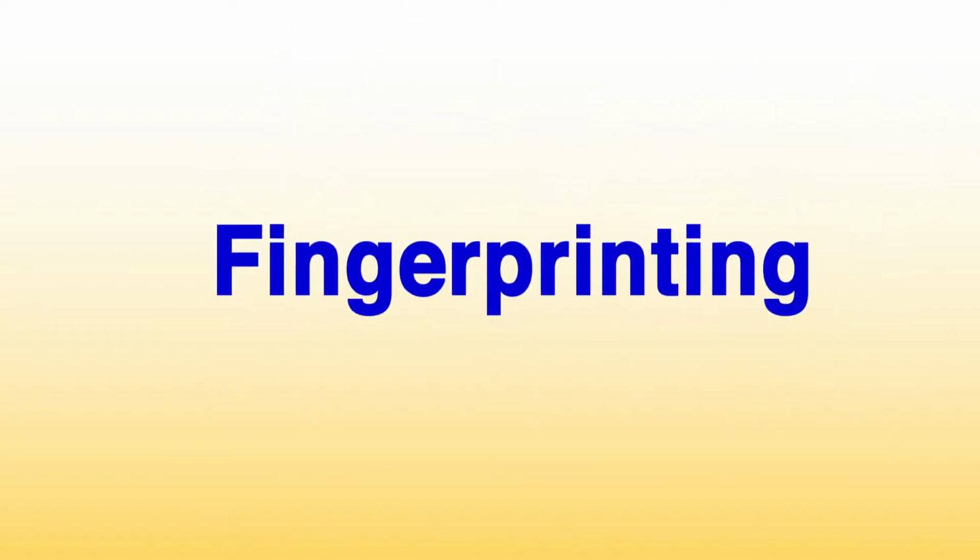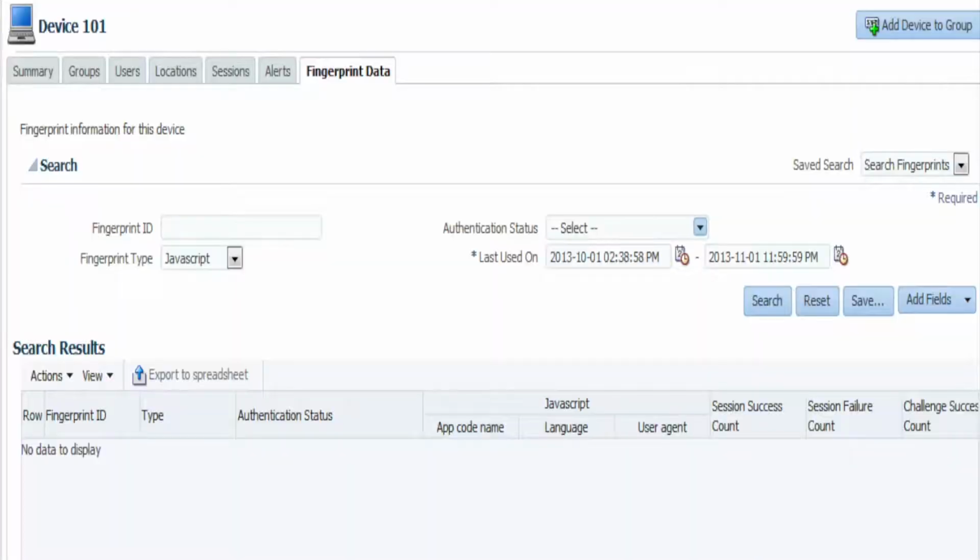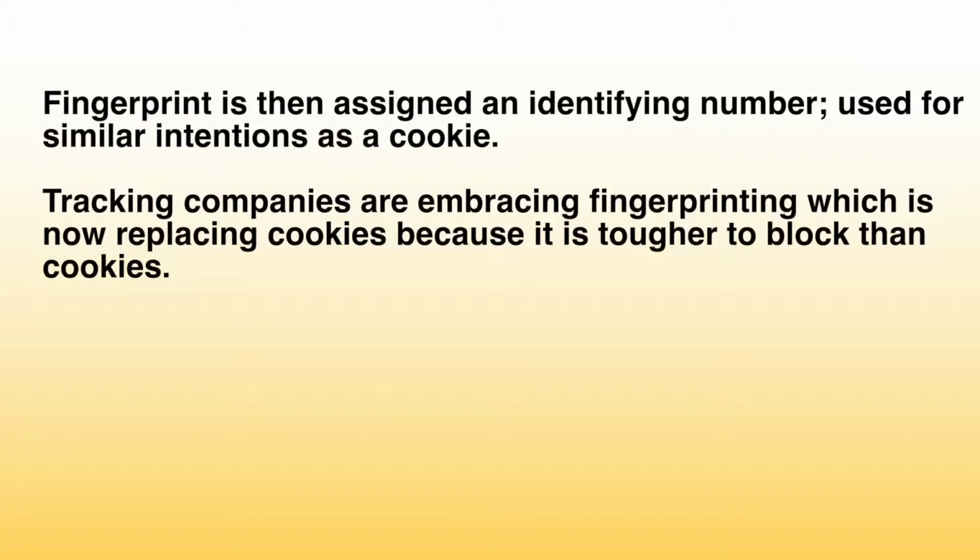Fingerprinting. A device fingerprint, also known as a machine fingerprint, is the concise form of the software and hardware settings collected from a computer, and each device has a different clock setting, fonts, and software which make it unique. When one goes online, the corresponding device broadcasts these details, which are collected and combined together to form a unique fingerprint for that particular device. The fingerprint is then assigned an identifying number used for similar intentions as a cookie.